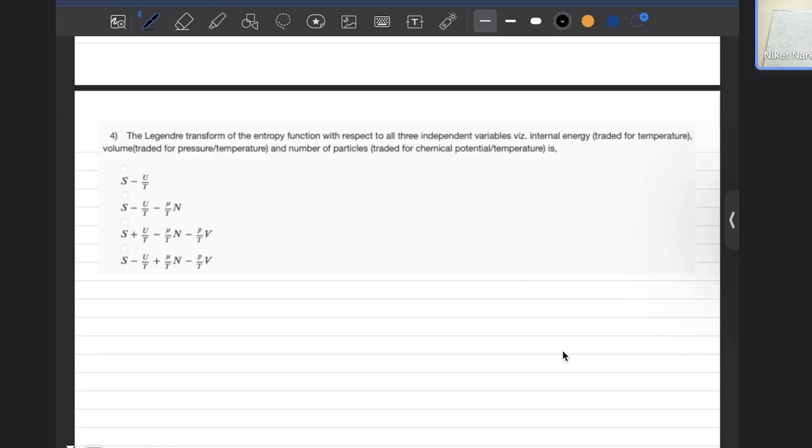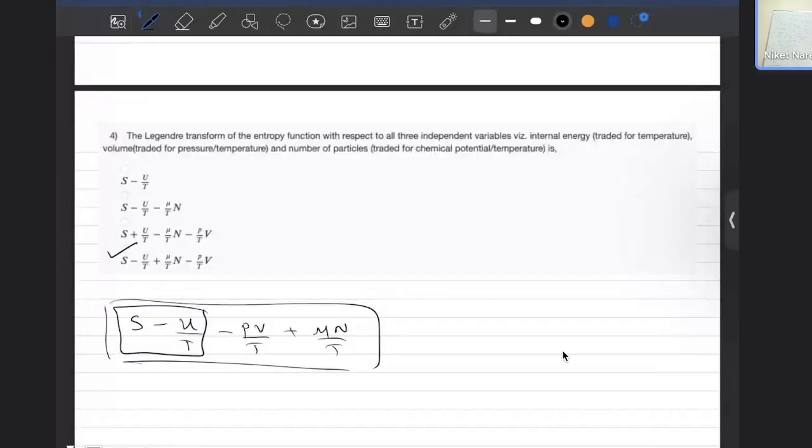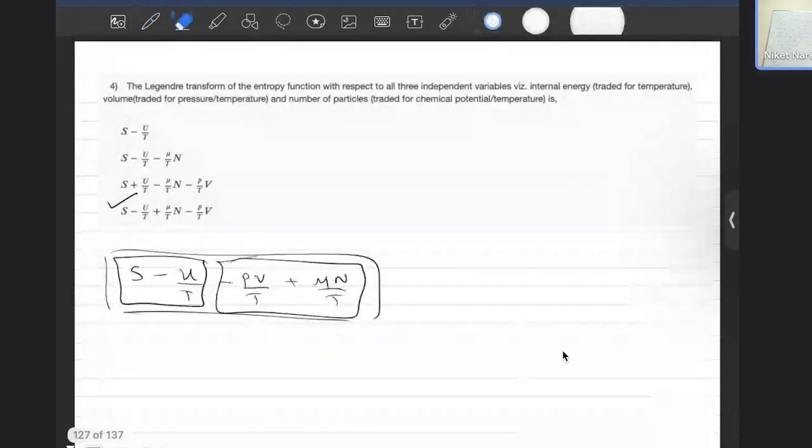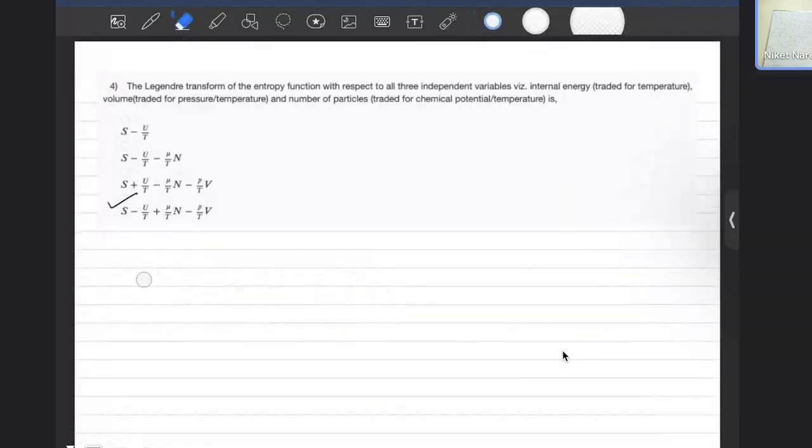So yeah, this was the answer, right? S minus U by T, P V by T, I want subtraction, but this one has to be positive. This is my answer. This is the Legendre transform. You have already done this. We used to do just Legendre transform with only one variable. Now they're asking for all three variables together. So you just have to include the others as well. So this is pretty straightforward. Nothing to be done here.